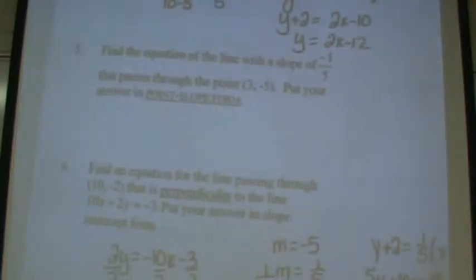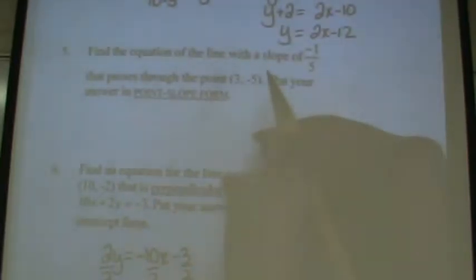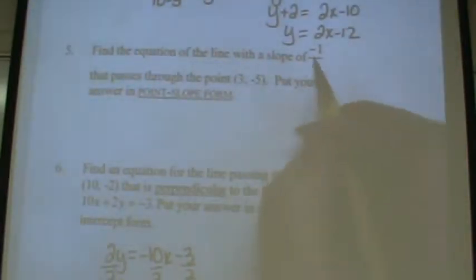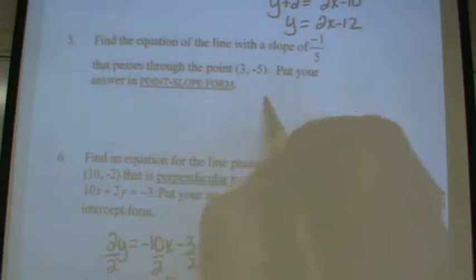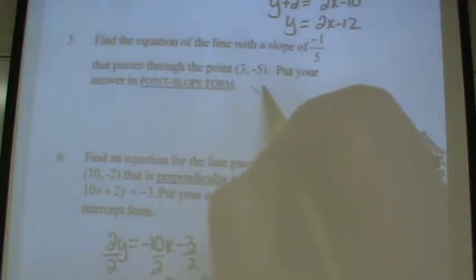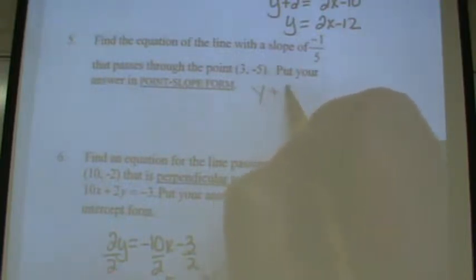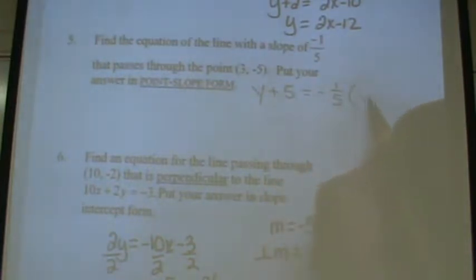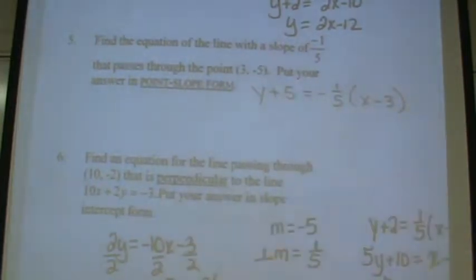Number 5 is strictly giving you the slope and a point, and they want you to write it in point slope form. So it's y, minus the opposite of 5, so it's plus 5, equals the slope, which is -1/5, and then parenthesis x minus 3. Done. Leave it.